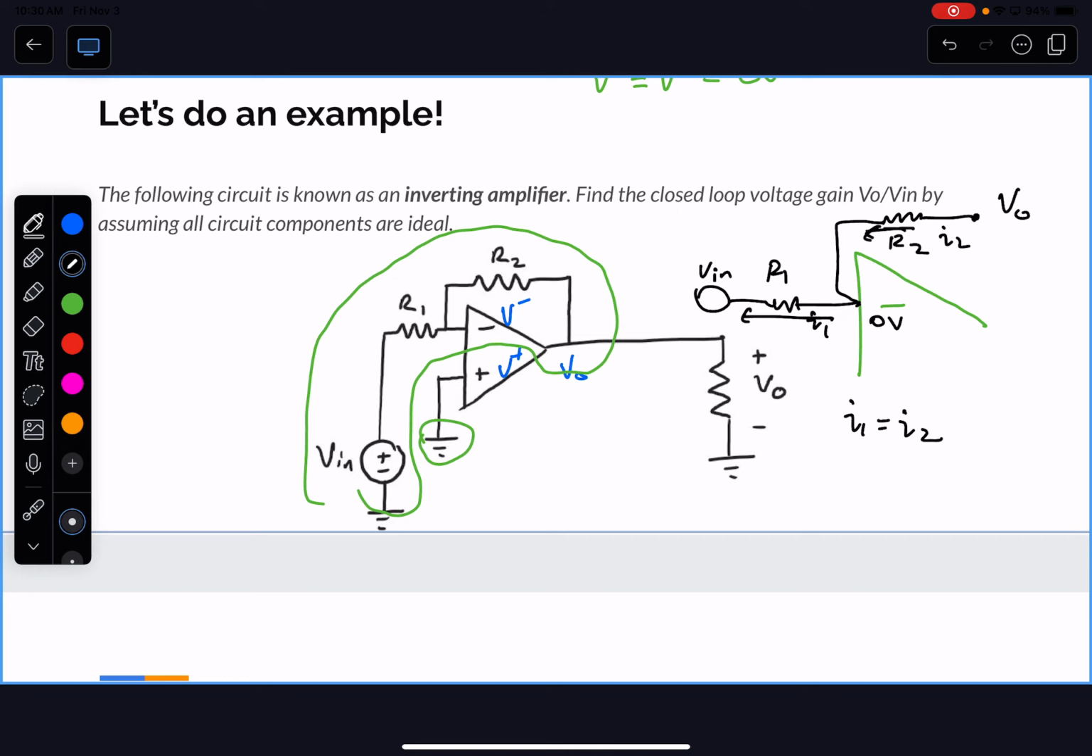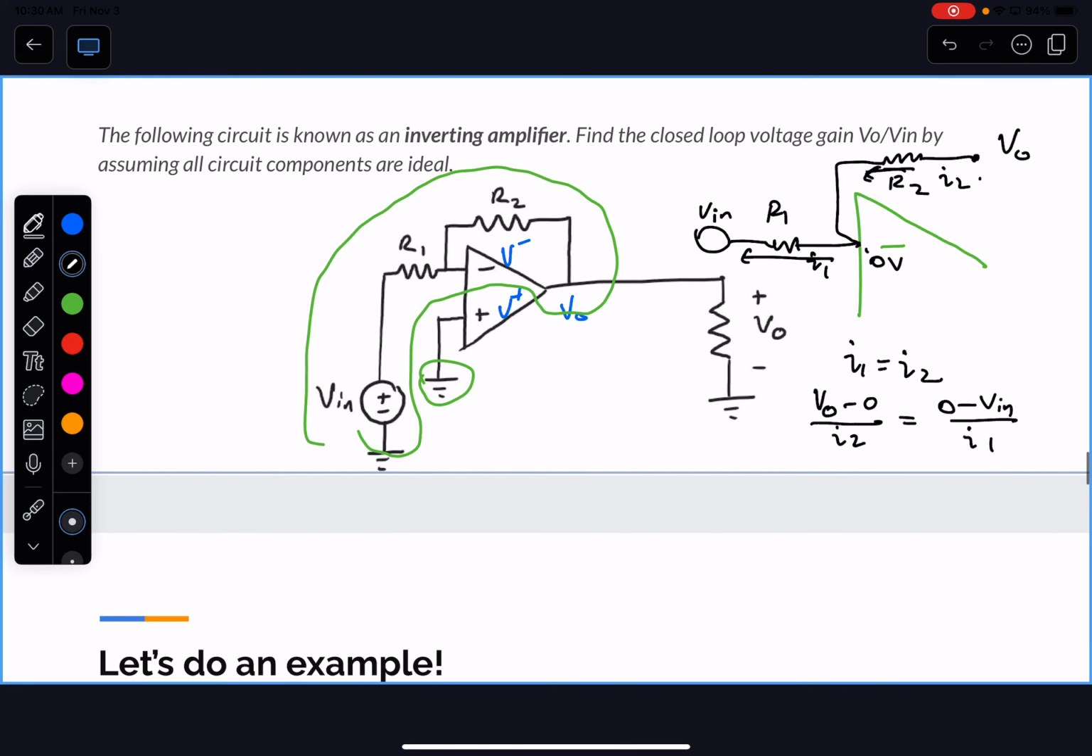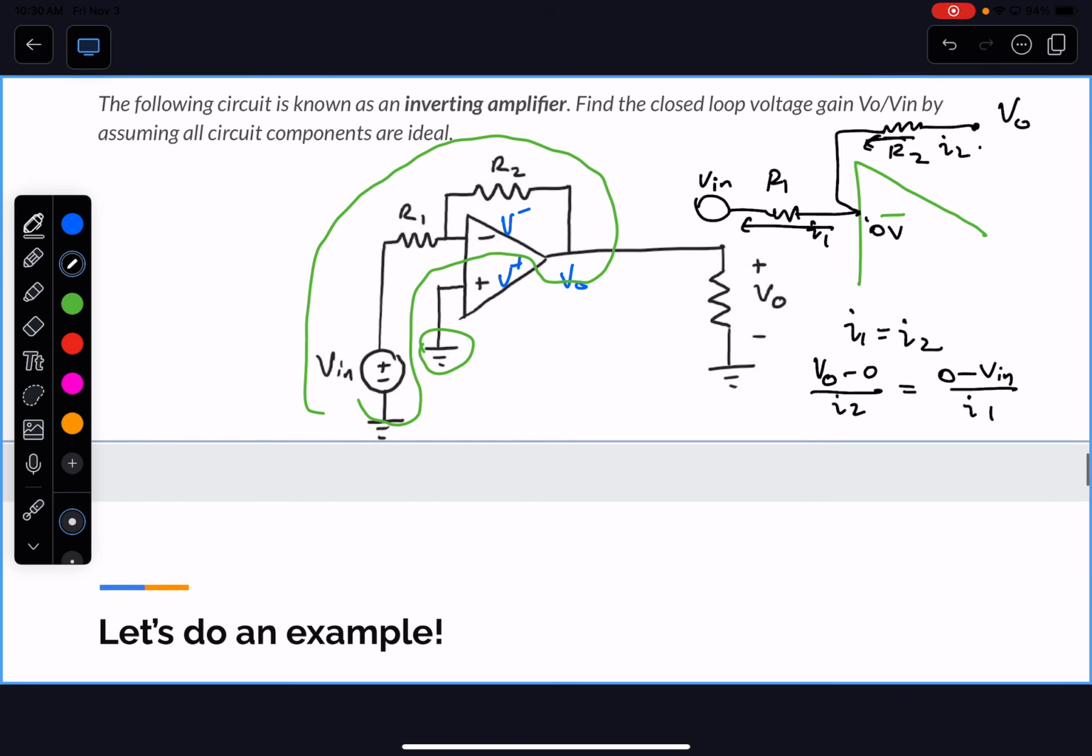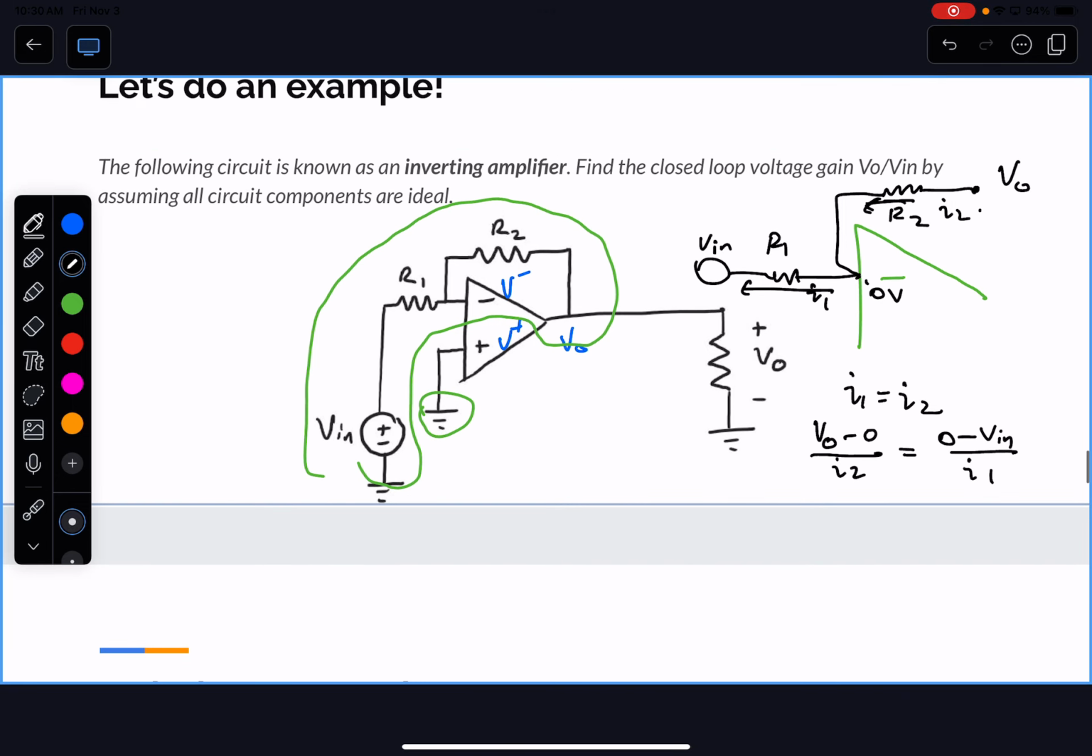Okay. So V naught minus the difference between V naught and 0. So (V naught minus 0) over R2 is equal to (0 minus V in) over R1. Make sense so far? This is just the voltage difference divided by resistance, which gives you the current. Does that make sense? Ask questions right now if you're confused.